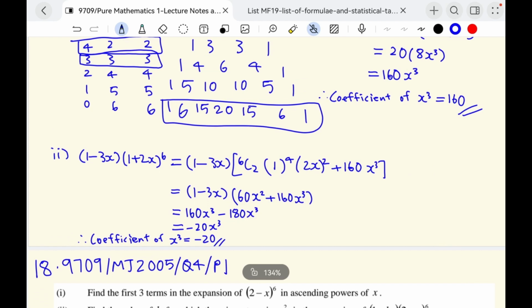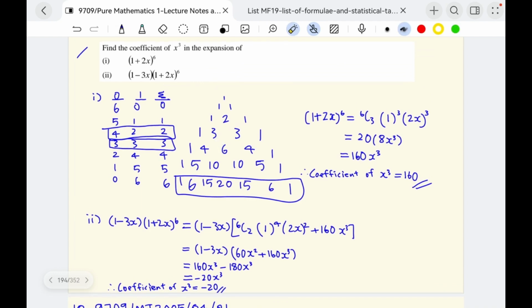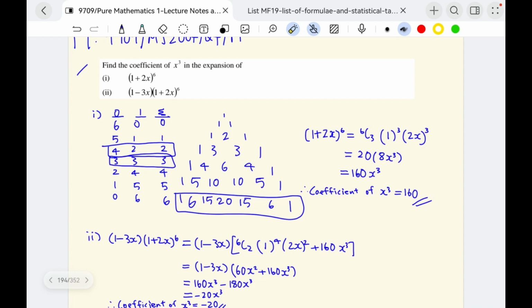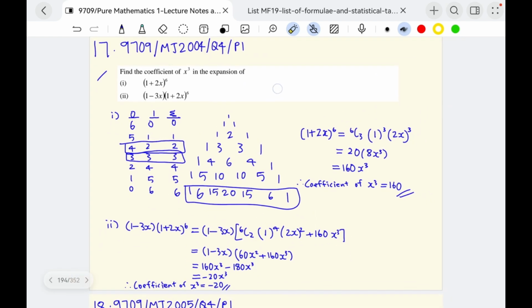Okay, don't have to write too much. Don't have to write in full complete sentences. Make your answer simple. Use the simple ways to get the full marks. So yeah, this is how you perform the workings when dealing with the determination of the coefficient of x cubed. Alright, so let's move on to the next questions.